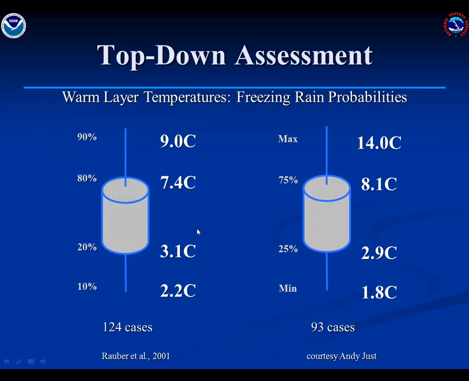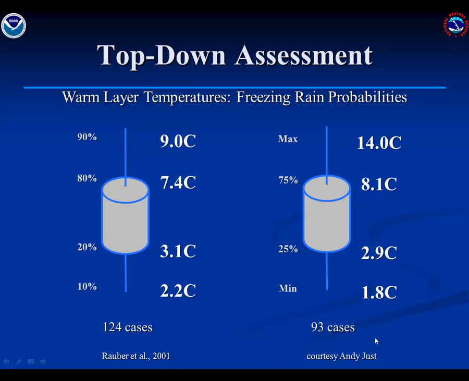Further, let's look at the warm layer temperatures aloft for freezing rain cases. Here's just a simple box and whiskers diagram representing 20% on the left-hand side here, representing 20% at the lower part of the can and 80% at the top. You see 80% of these cases above the 20% here have a warm layer maximum temperature of over 3.1. That's 124 freezing rain cases from Rauber's work.